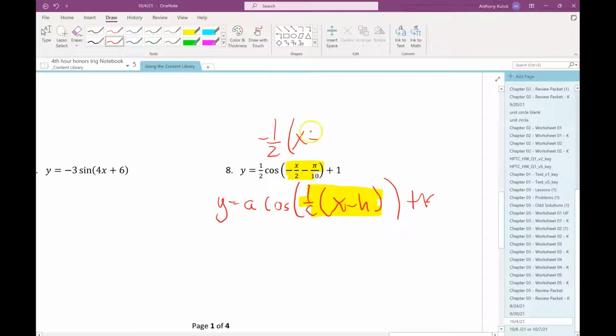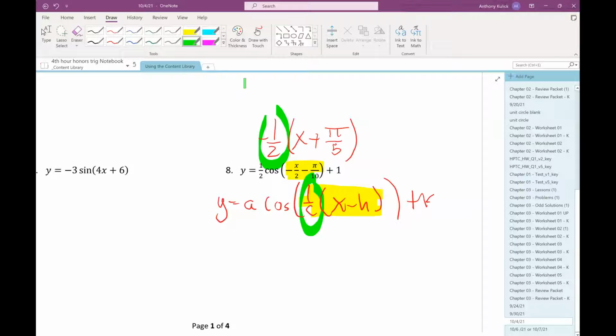When I divide by a negative 1/2, that's the same thing as multiplying by a negative 2. So it becomes a positive pi over 5. So my C there, well, my 1 over C is negative 1/2. So C is the reciprocal, so negative 2. Is that okay? Okie doke.